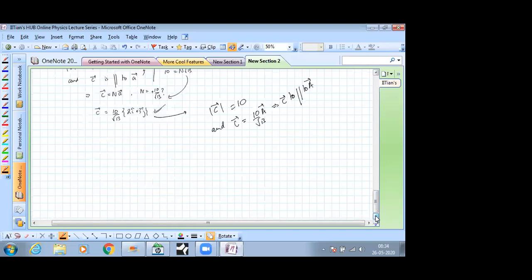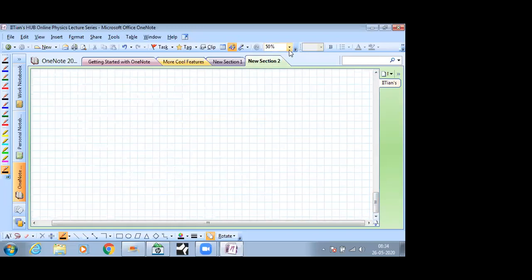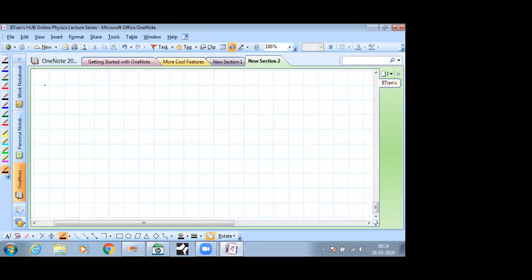Okay, people, so you understood this. Now let's go back to question number 2 and complete it. In question 2 of your worksheet, just values are given now. A is the vector 3i cap plus 4j cap, and B is the vector 7i cap plus 24j cap.